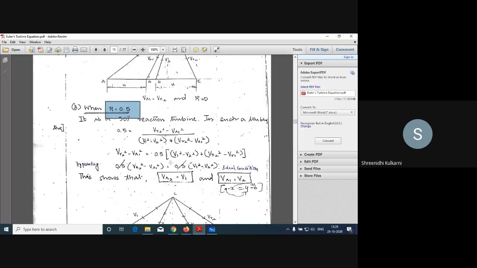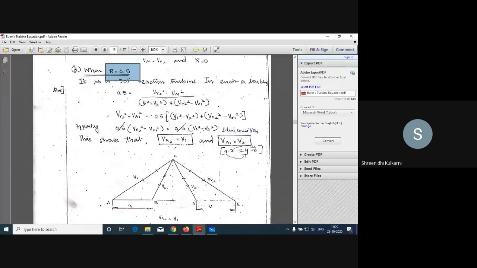Then how can we write the velocity triangle for this? Just see the condition. V1 is equal to VR2. Here I have written it. See, this is V1. V1 is equal to VR2 means this is the same as this.